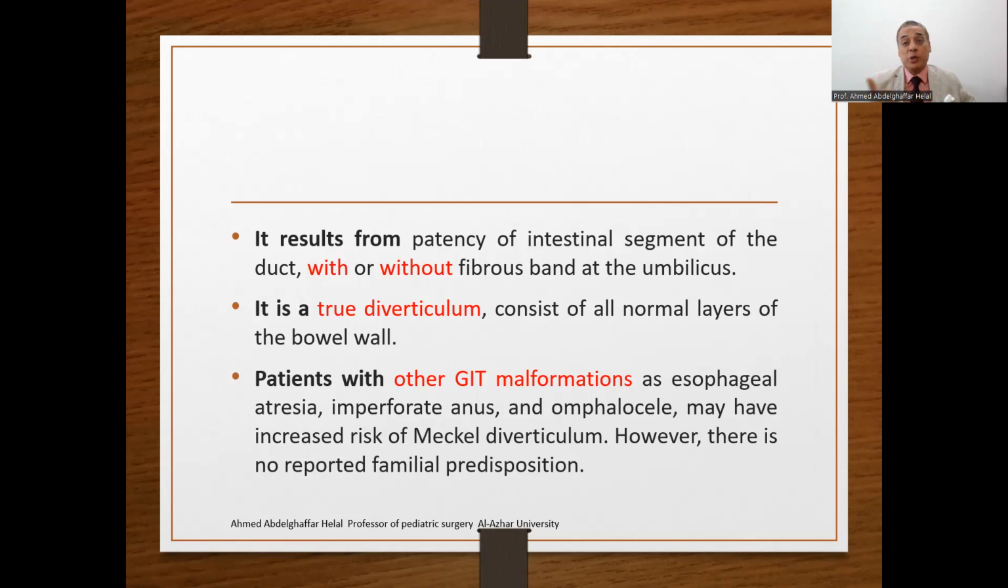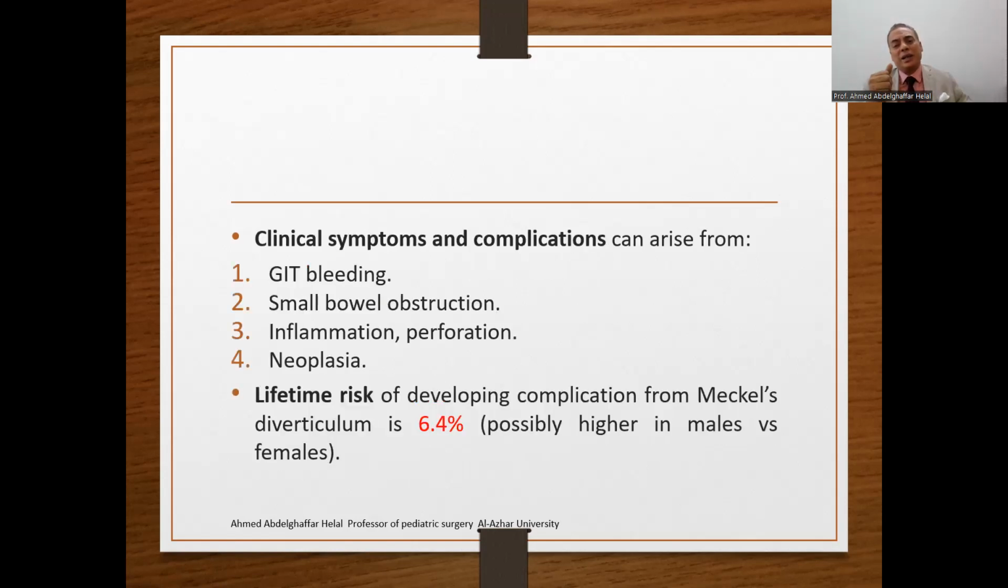Patients with other gastrointestinal malformations, such as esophageal atresia, imperforate anus, and omphalocele, may have an increased risk of Meckel diverticulum. However, no familial predisposition is reported. What are the clinical symptoms and complications? As we said, maybe gastrointestinal bleeding. HCl in the diverticulum produces ulceration of the nearby ileal mucosa. So there is bleeding. Small bowel obstruction.